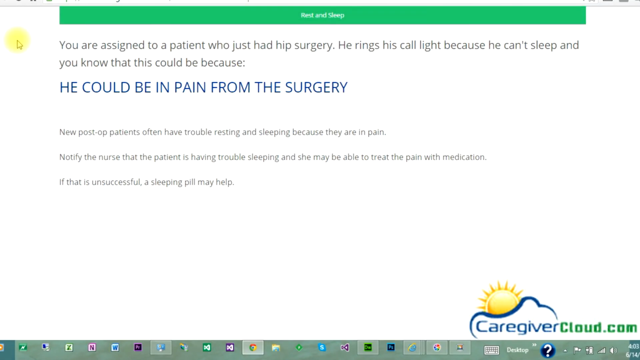You are assigned to a patient who just had hip surgery. He rings his call light because he can't sleep, and you know that this could be because he could be in pain from the surgery. New post-op patients often have trouble resting and sleeping because they are in pain. Notify the nurse that the patient is having trouble sleeping, and she may be able to treat the pain with medication. If that is unsuccessful, a sleeping pill may help.